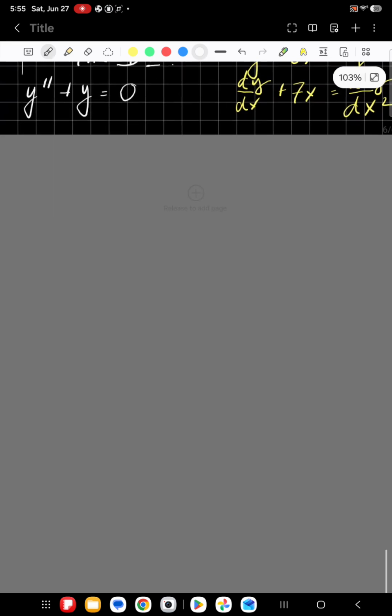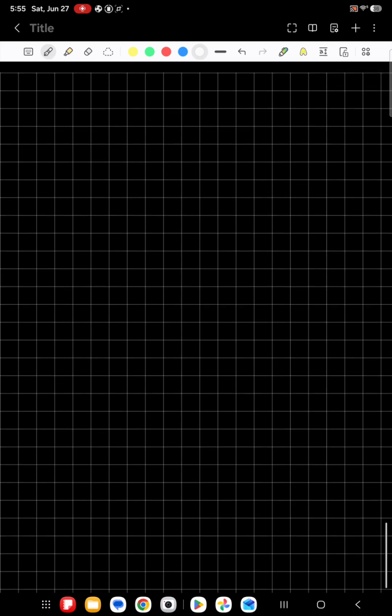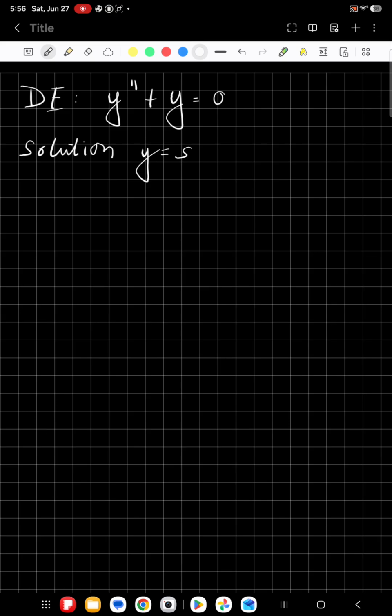Let me rewrite this stuff. Let's start with the equation. That differential equation looked like this. By the way, when you solve a differential equation, the solution is not a number, the solution is a function. So this is the equation, y double prime plus y equals 0. And this is the solution: y equals sine x.